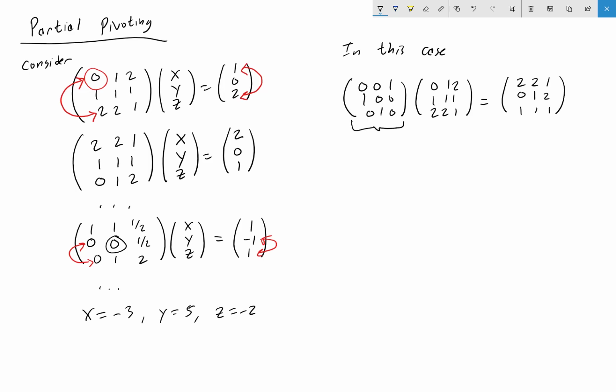So this first term is a permutation matrix P. A permutation matrix always has 0s and 1s in it, and you're going to have exactly one 1 in each row and in each column. Multiply that from the left to matrix A, and then on the right here we'd have P times A.